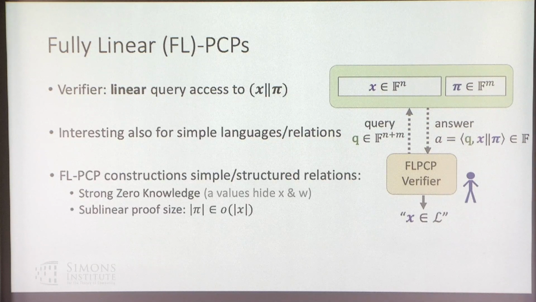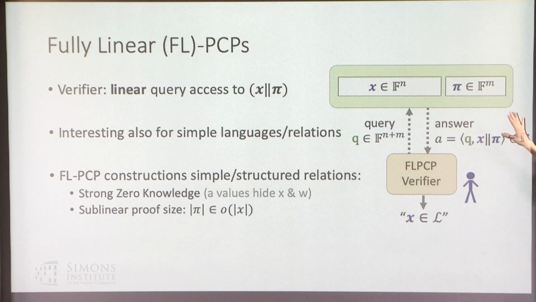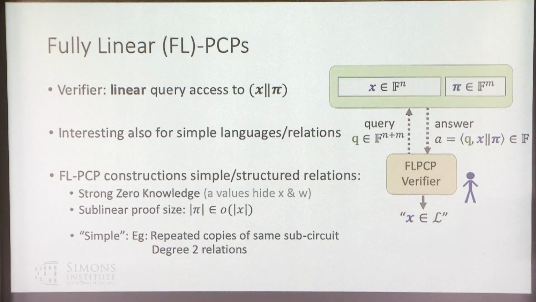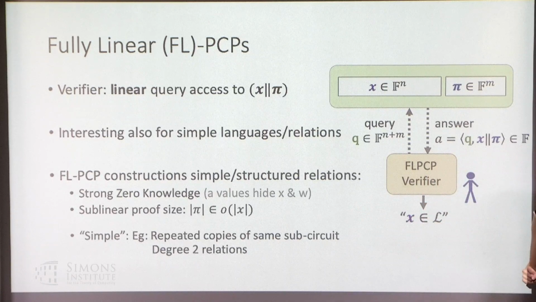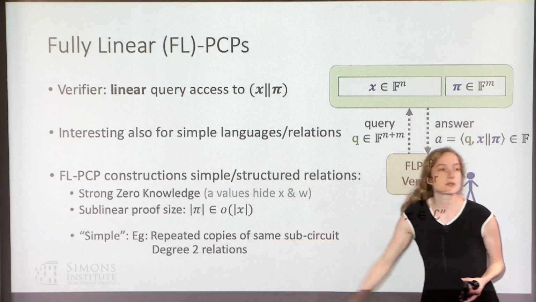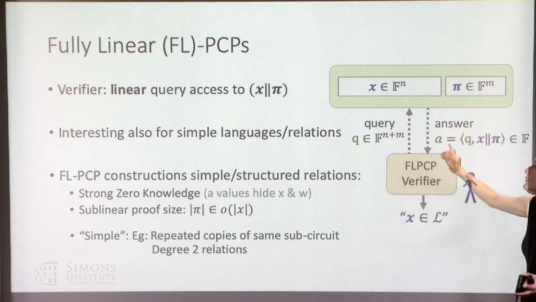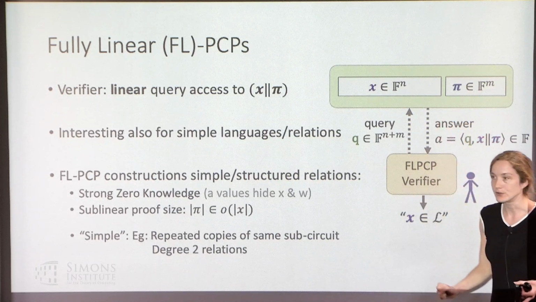Okay, so as you saw, this is interesting not just for things like NP, but even for simple languages and relations. For example, even if the relation I want to show is something like a degree 2 relation, this is still a very non-trivial and powerful object. From Henry's talk, we have constructions for certain simple classes of relations. For example, if you have repeated copies of exactly the same subcircuit, you get some savings. And the one that I'm really going to be using today is just for degree 2 relations of the statement. Again, there's no witness, just some statement, potentially big, and we want to argue that it satisfies some degree 2 relations.